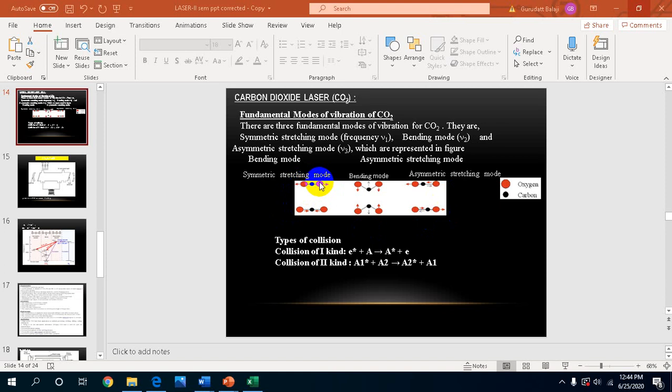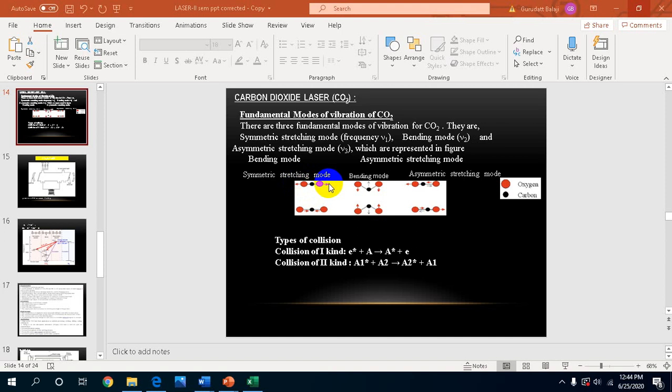The first diagram depicts the symmetric stretching mode. What is meant by symmetric stretching mode? In the symmetric stretching mode, the oxygen atoms oscillate along the axis of the molecule simultaneously, either departing from or approaching the carbon atom, which is stationary. The central carbon atom will be stationary or at rest, whereas both oxygen atoms will be either departing or coming towards the central carbon atom.